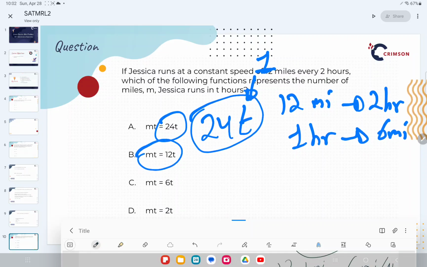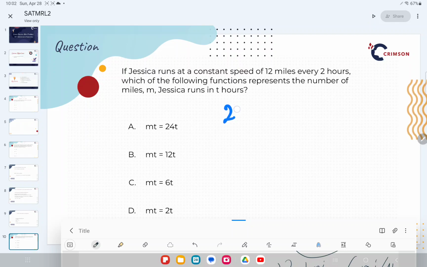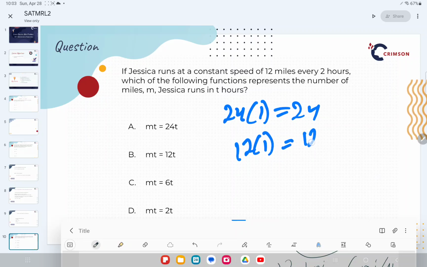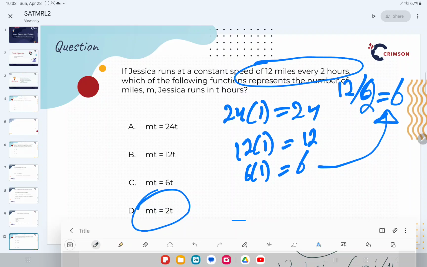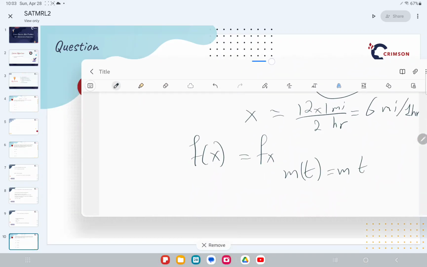Now, if I substitute 1 here, let us do it: 24 times 1 is 24, 12 times 1 is 12. Now, 6 times 1, this is what I'm looking for, because 12 divided by 2 is 6. So this is my answer. Now, 2 miles per hour is not something that I'm looking for.